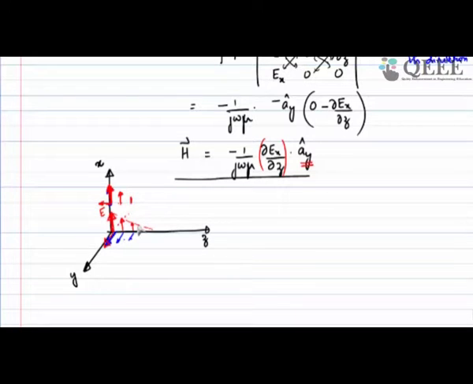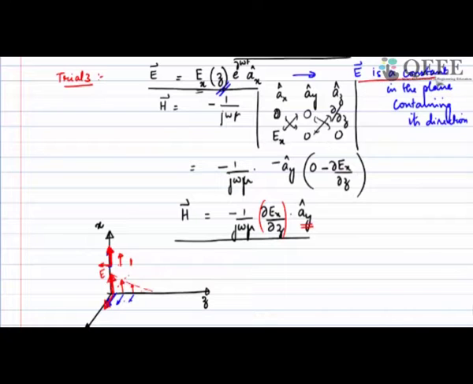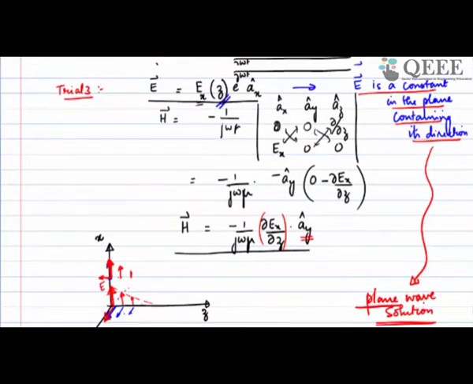Same with the y plane. So the simplest solution is the solution where E is a constant in a plane containing its direction, which is why this simplest solution is referred to as a plane wave solution. I still have to tell you why it's called a wave, but this is the reason why it's called plane wave solution. We will also talk about phase constant and the phase remaining constant in that plane, but this is one reason why it's called a plane wave solution.